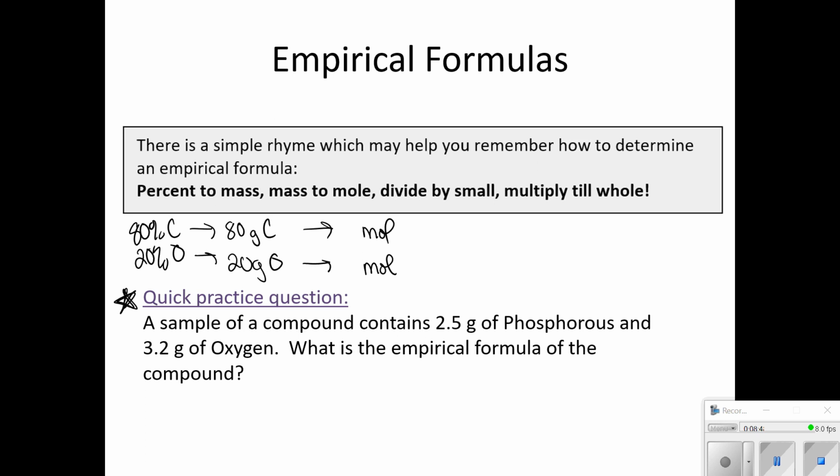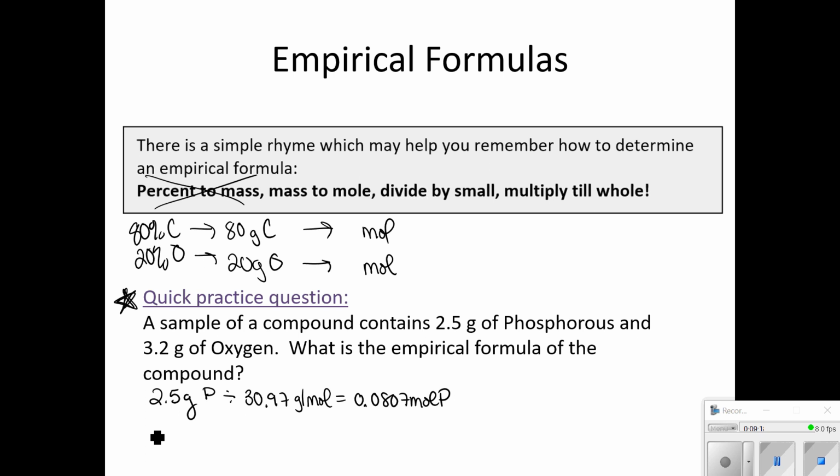All right, so now that you've tried it, if you take a look at this practice question, notice how we're not given percents to begin with, we're given masses. So we can skip this first step. We already have mass. The next step is to convert mass to mole. So I'm going to take my 2.5 grams of phosphorus and convert that into moles of phosphorus. If I look up the molar mass of phosphorus, I find it's 0.0807 moles of phosphorus.